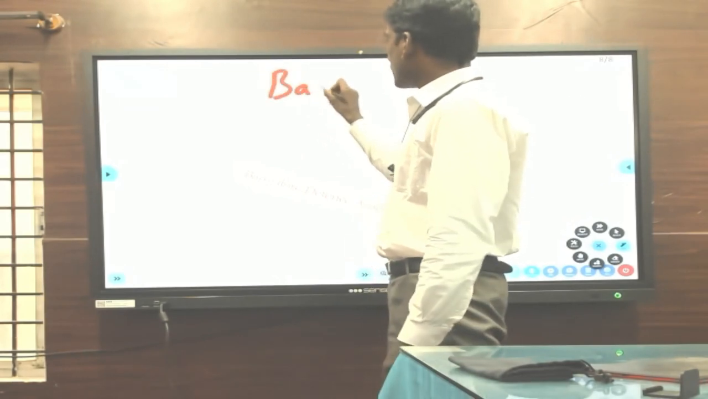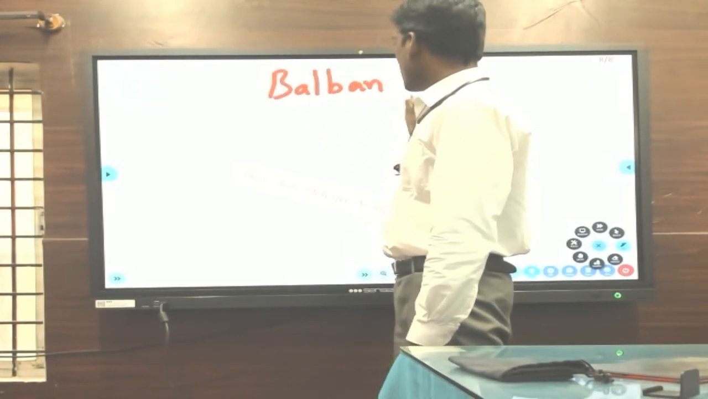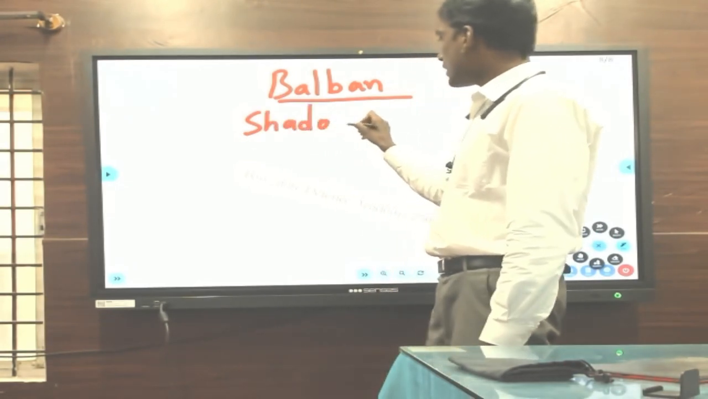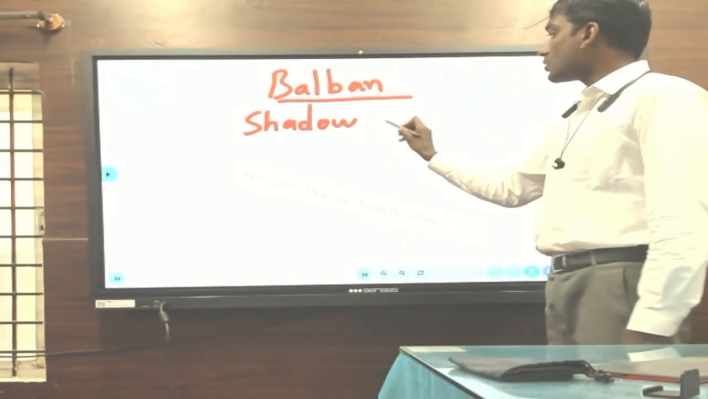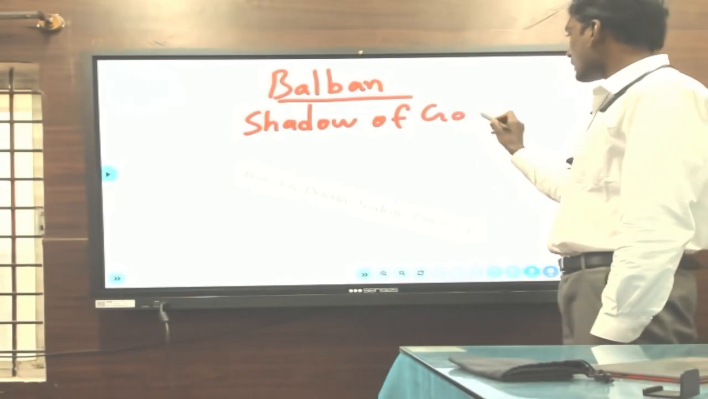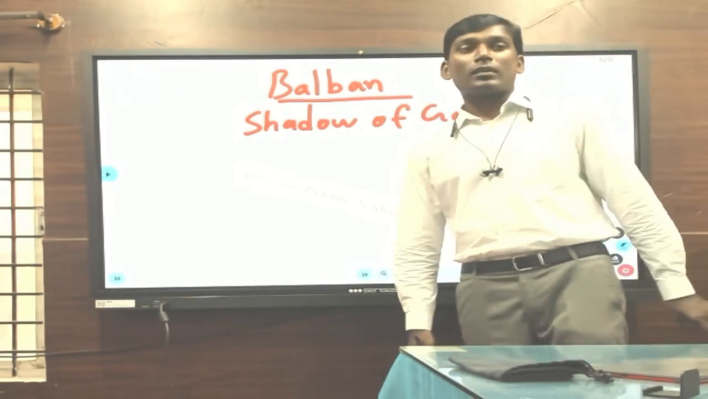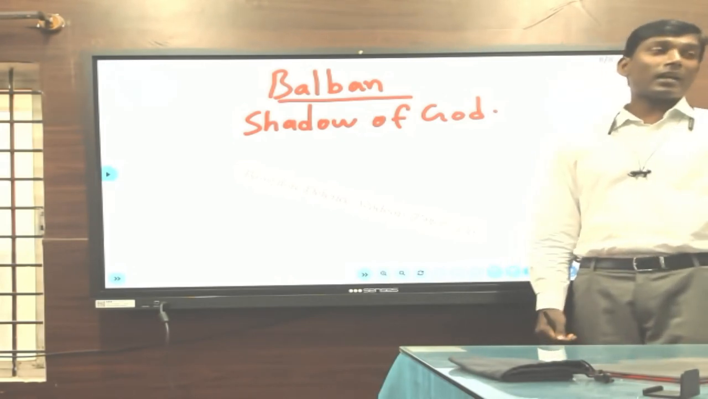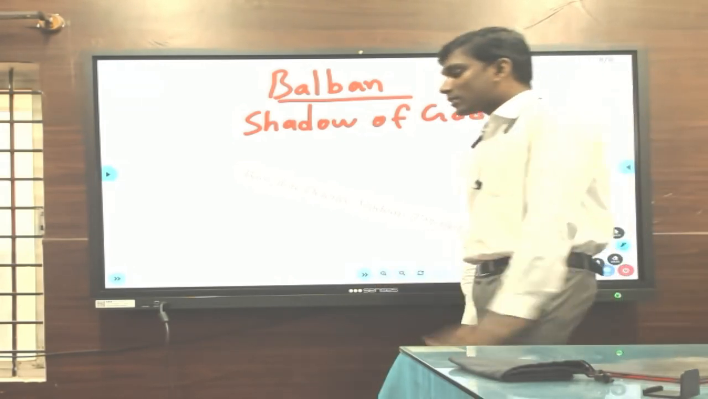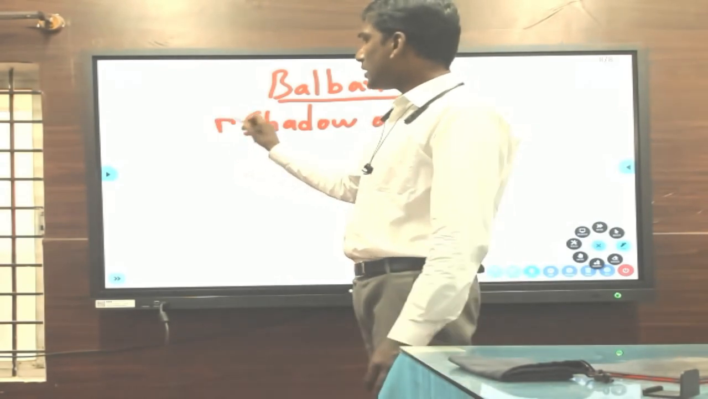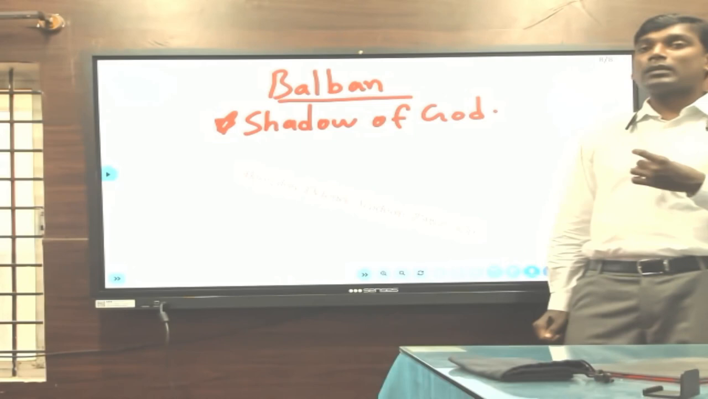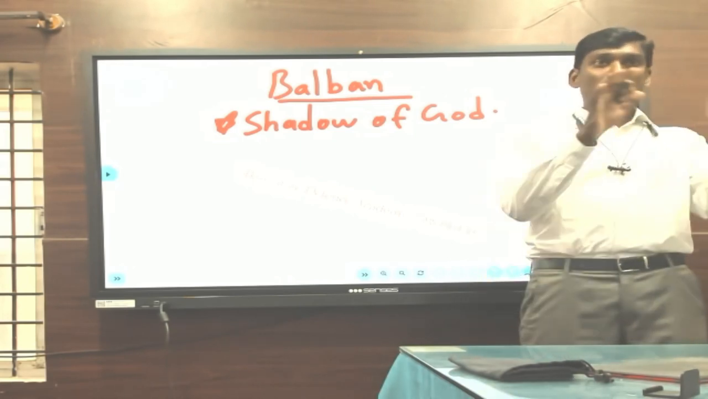Razia Sultana. Yes. Now we are going to study about Balban. Balban is called the Shadow of God. We have a title for him, Shadow of God. Balban came to know that if the king is not serious, anyone can attack him and snatch away his kingship. So from day one, he pretended that he is the messenger of God. He told the people that God has sent him here to save everyone.